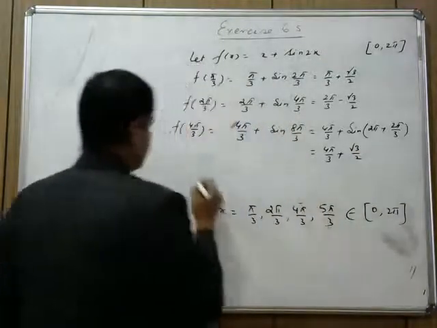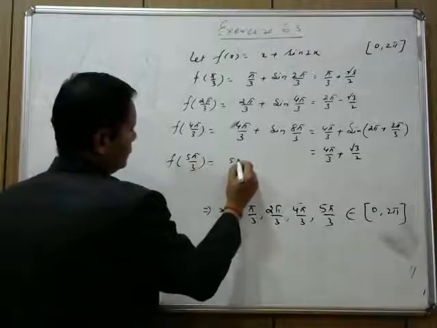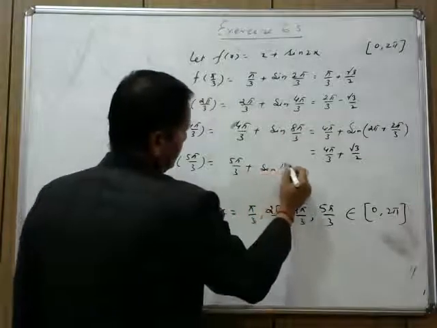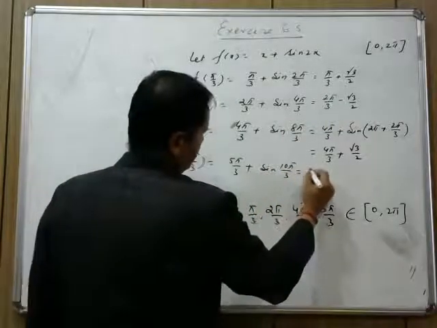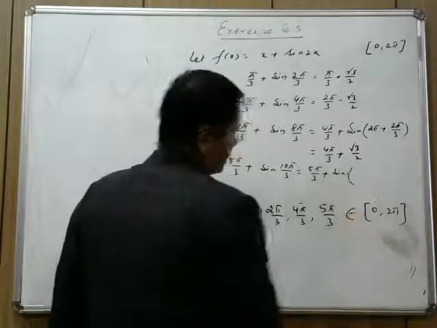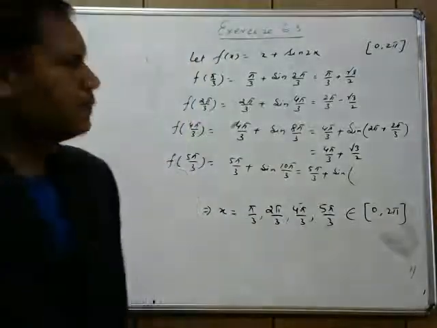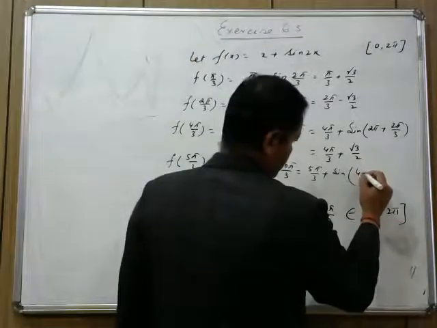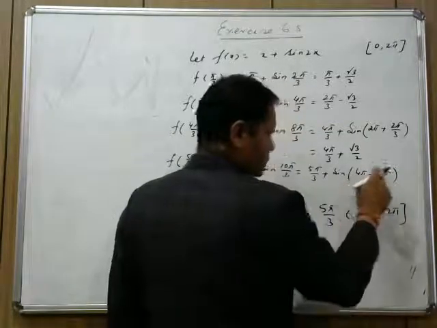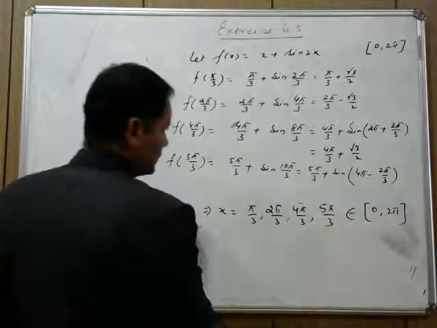Now at 5 pi by 3. f of 5 pi by 3 is equal to 5 pi by 3 plus sine 10 pi by 3. What will we write for sine 10 pi by 3? 4 pi minus 2 pi by 3. Can I write sine of 4 pi minus 2 pi by 3? 4 pi is 12 pi by 3, minus 2 pi by 3 is 10 pi by 3. That will give you the value of what?